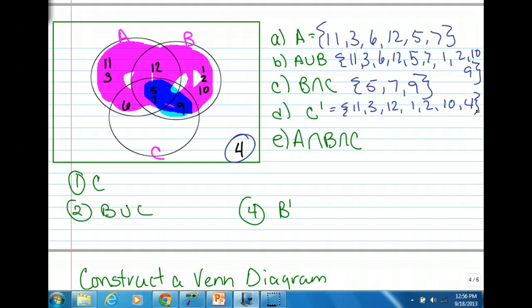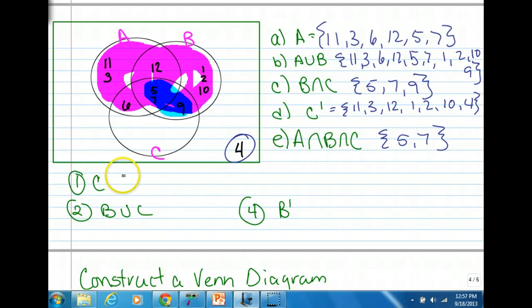Okay? How about what is the section A intersect B intersect C? 5 and 7. Yep, that's the very center. Not 12. It's 5, 7, 9.